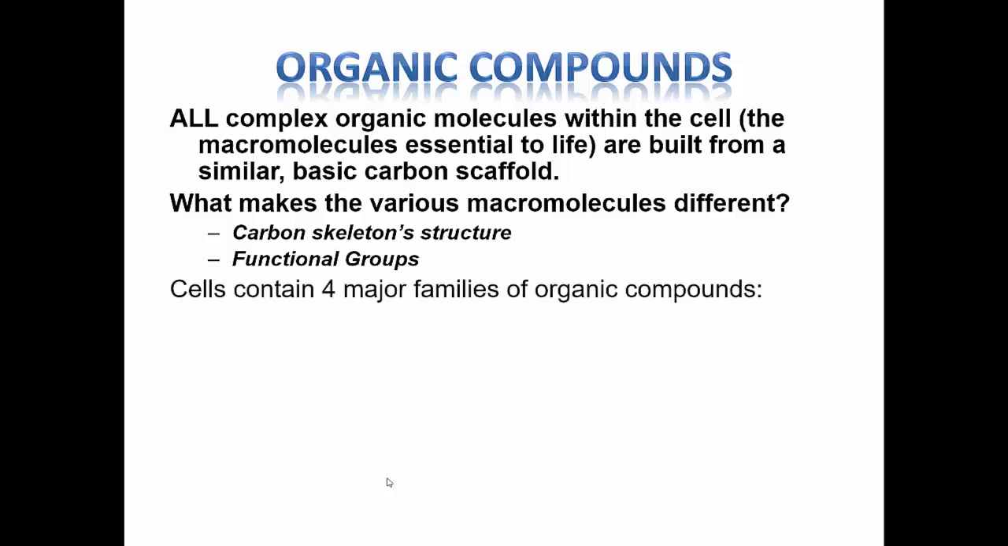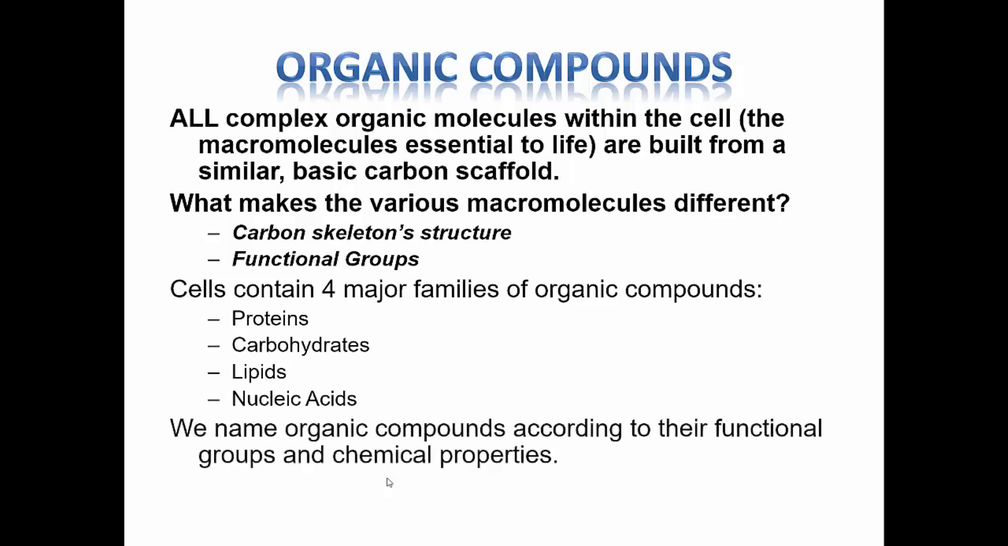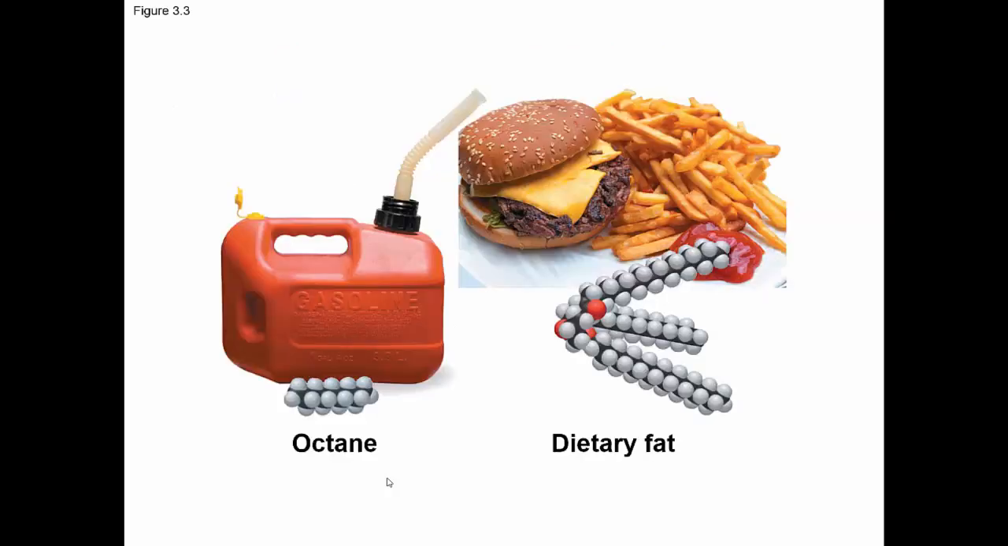Okay, and all cells contain 4 major families of compounds. So there's the proteins, the carbohydrates, the lipids, and the nucleic acids. We're going to be going in depth into each of these, but before we do, we're going to get a little bit more general ideas about organic compounds themselves. And we name these things based on their functional groups and the chemical properties they have.